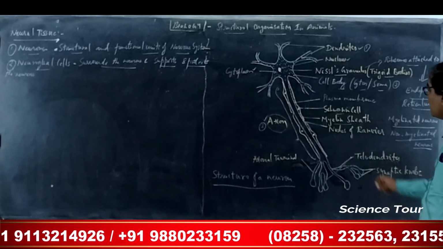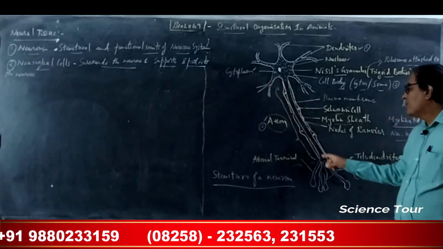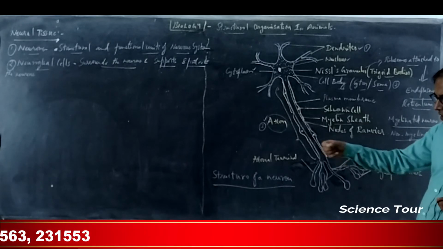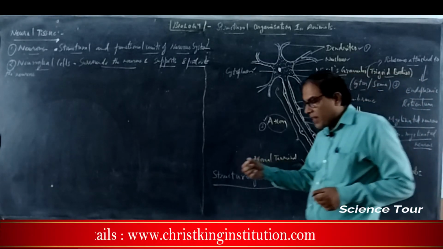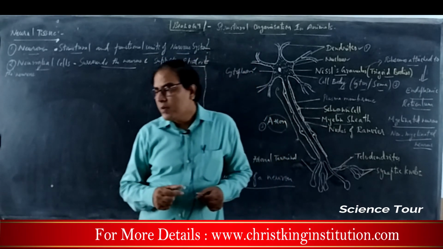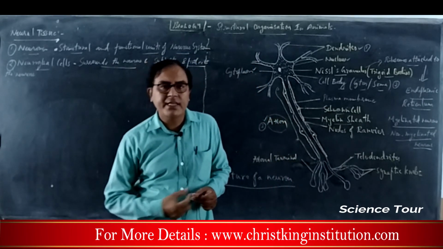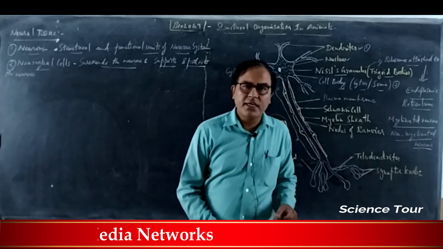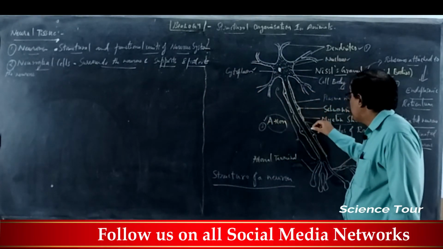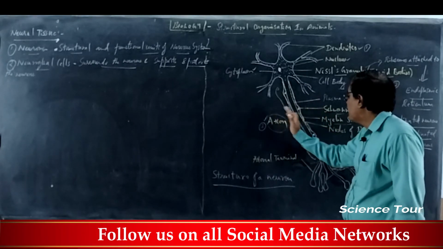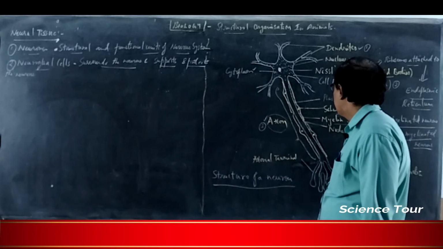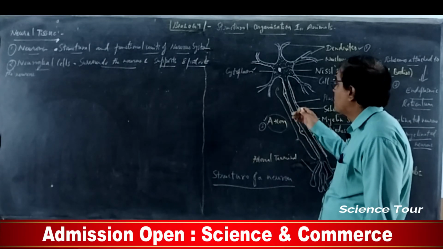Now, this myelin sheath acts like an insulating coating. If you take a copper wire, it is surrounded by plastic, isn't it, that provides the insulation that will prevent the leakage of the electric current. Similarly, this myelin sheath prevents the leakage of the electrical signals generated in the body by the nervous system.